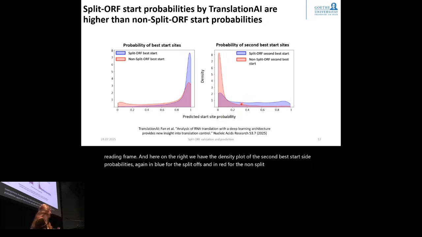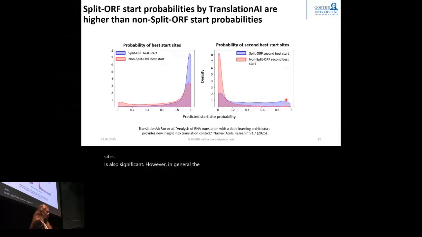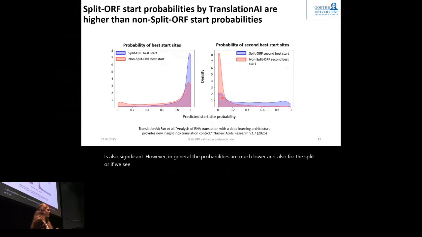And again, you can see that the split-orfs tend to have much higher probabilities for the second best start sites, and this is also significant. However, in general, the probabilities are much lower, and also for the split-orfs, we see quite some second best start probabilities close to zero. Now, this doesn't worry me too much, because out of these thousands of transcripts that we predicted to form split open reading frames, there can well be quite some false positives.